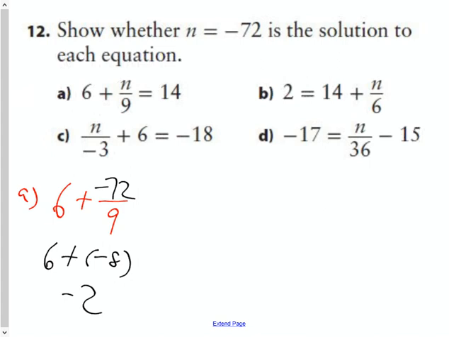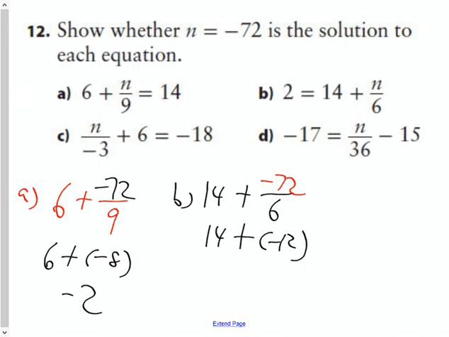For b, same idea. Take the expression, substitute the n for -72. And if this expression simplifies to be a positive 2, then we know we have the correct solution. So 14 plus 72 divided by 6 is 12, but it's going to be -12. And a 14 plus a -12 is a 2. And since it does equal 2, then for b, I say yes, n equals -72 is the solution for that one.